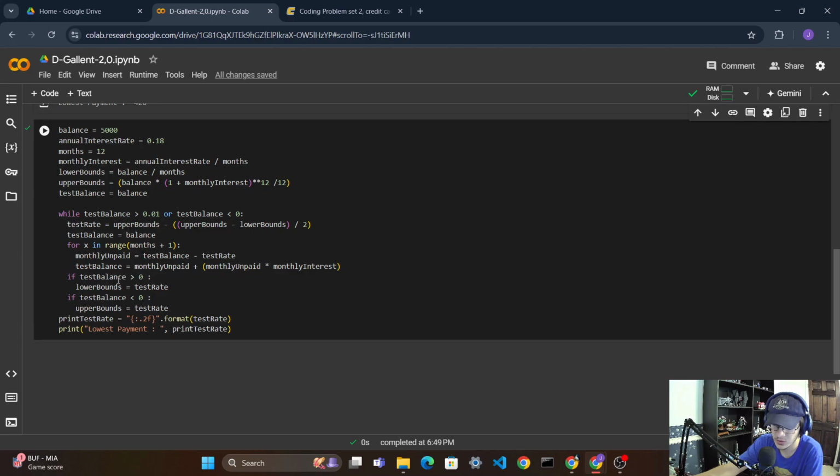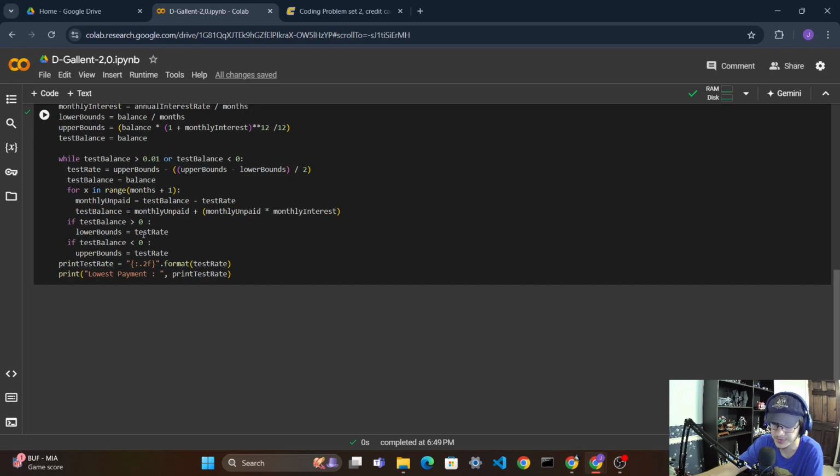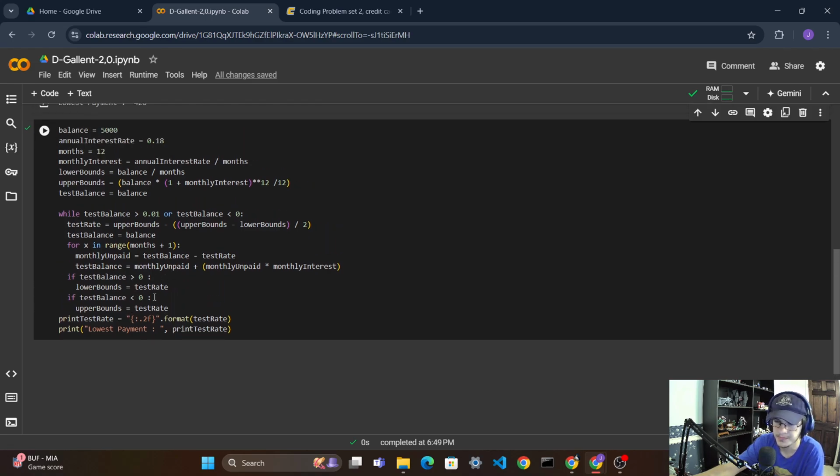If the test balance is over 0, then our test rate needs to become the new lower bound. If it's below 0, then our test rate needs to become the new upper bound. Then it resets, goes back, and creates a new test rate, which is halfway between the new two bounds, and it keeps doing this until the balance lands right in between this range of 0.01 and 0.